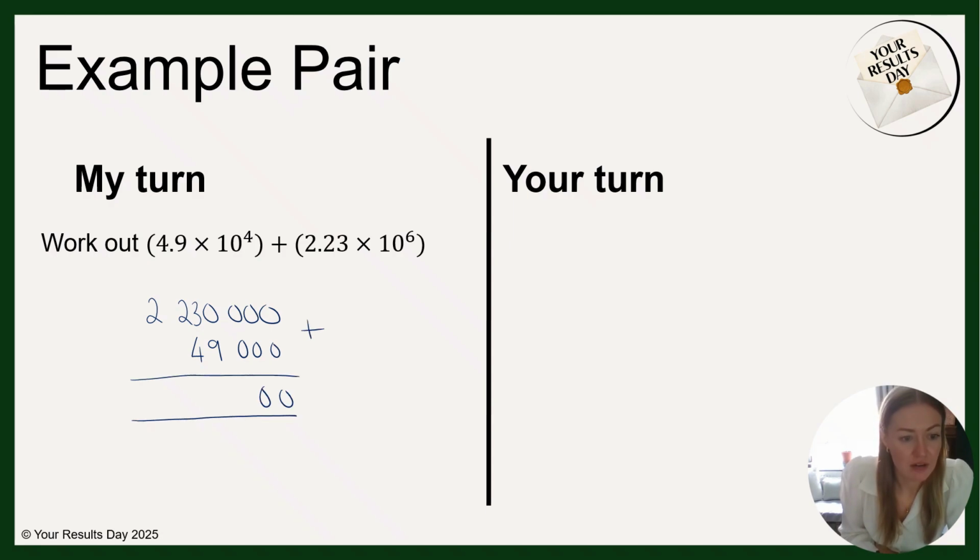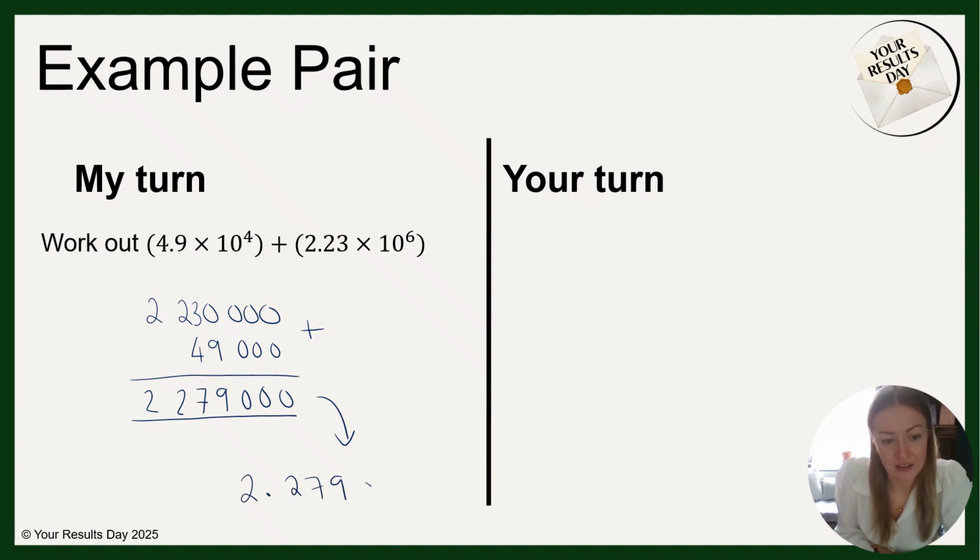0, 0, 0, 9, 7, 2, 2. Now, depending on what values you get on your powers of 10, you might just be able to merge them together and see what the answer will be. Some people prefer to have it written down just so it's absolutely clear. So we've converted both numbers into ordinary form and added them together, and then we're going to convert them back into standard form. So that would be 2.279 times 10 to the power of 6.